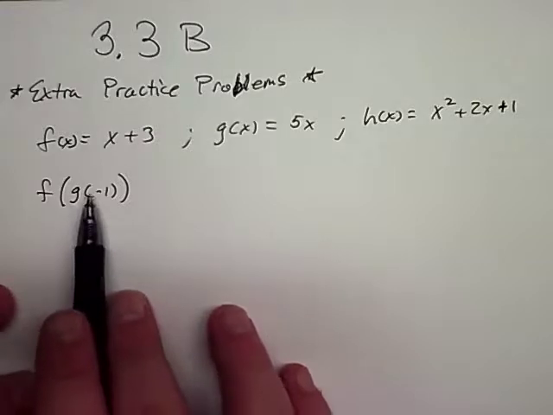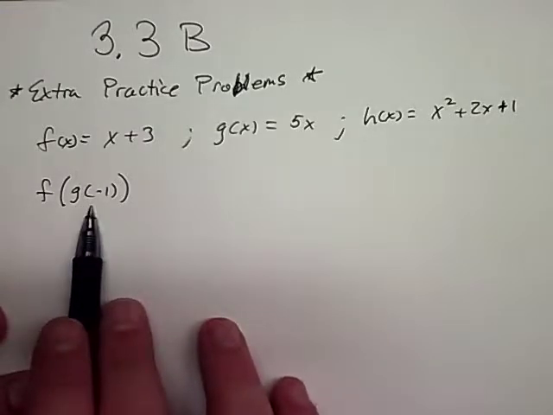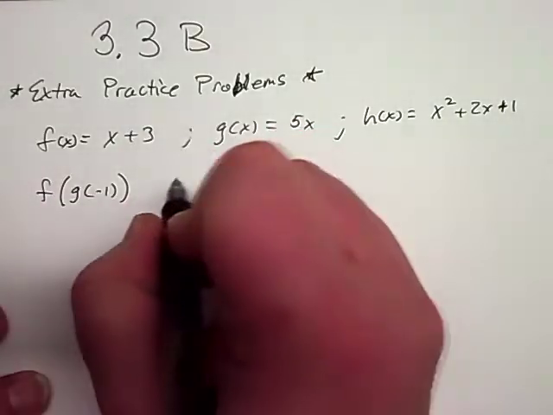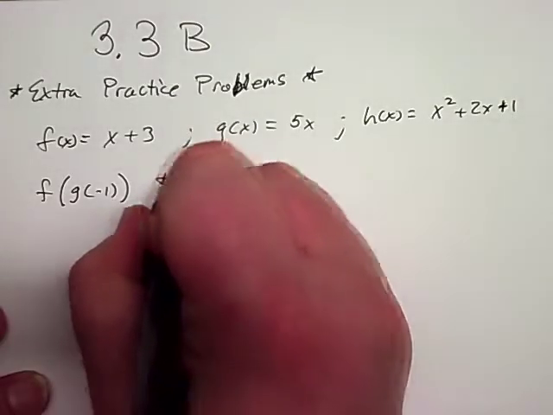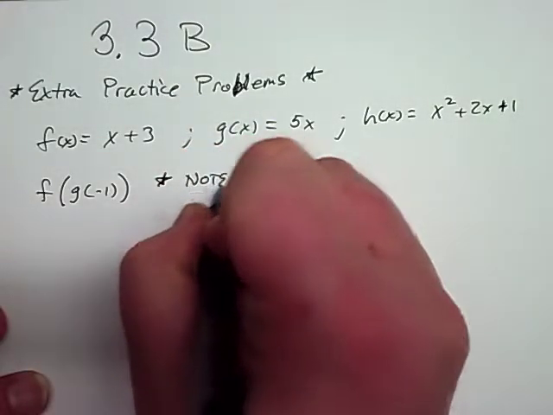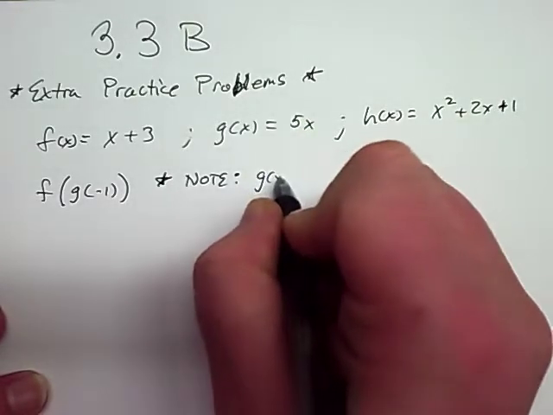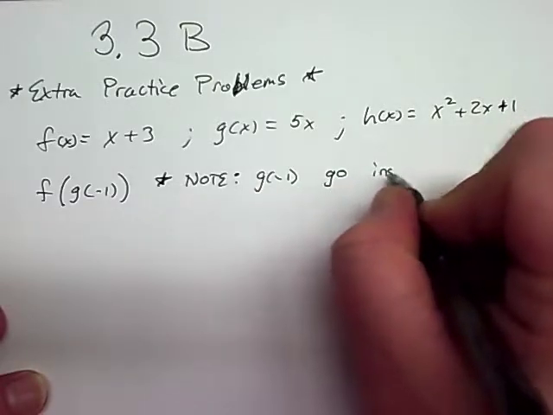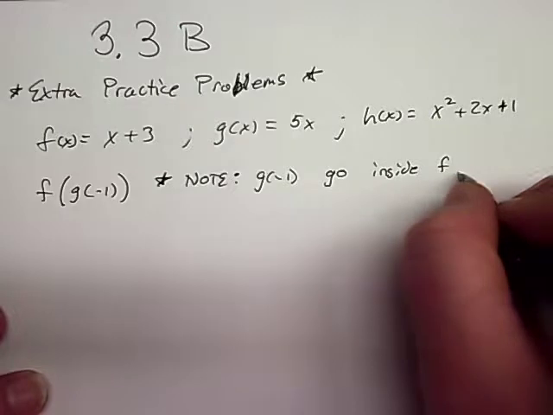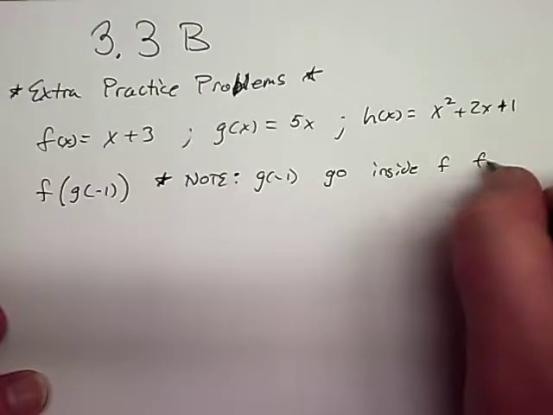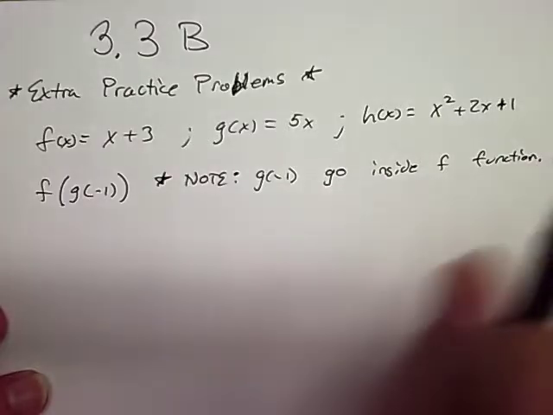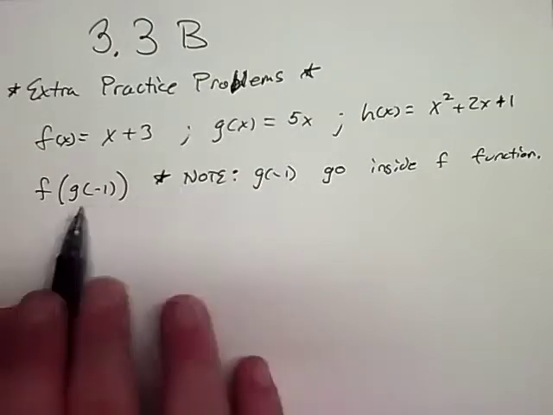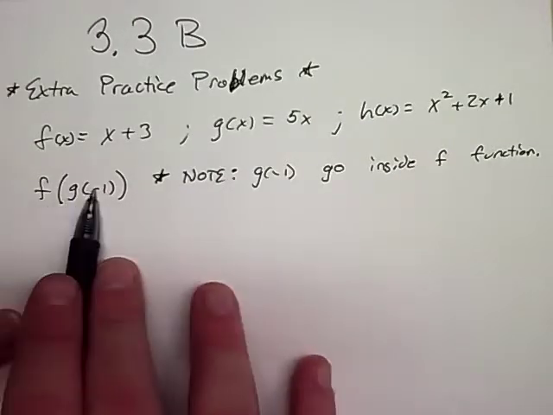So here, what we're looking at is the g function. The g function is going to go inside the f function. So you don't have to write this down, but I'm going to write this down. I'm going to say note that g of -1 is going to go inside the f function. Right? So g of -1 is going to go inside of f. Well, that's true, right? G of -1 is inside the f function.